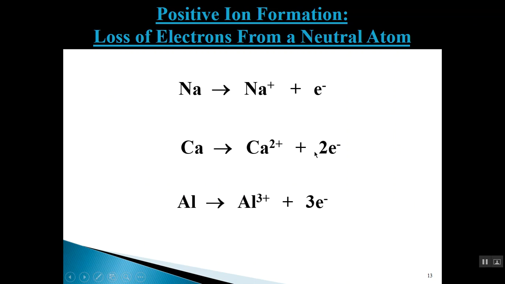Sodium will lose one electron to form the sodium ion. Calcium will lose 2 electrons to form the calcium ion. And aluminum will lose 3 electrons to form the aluminum ion. And later on, we're going to learn how we can determine how many electrons can be lost from an atom to form the respective cation.